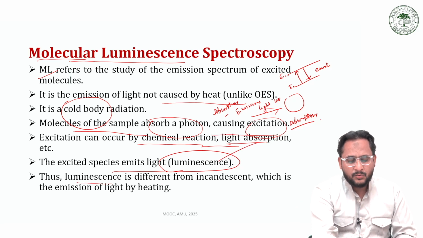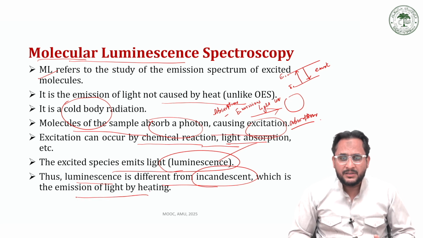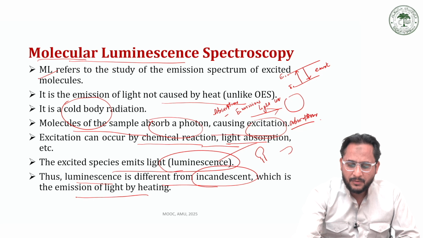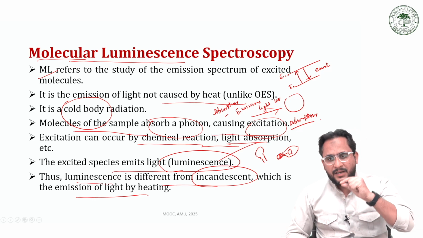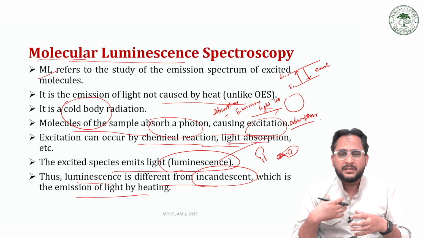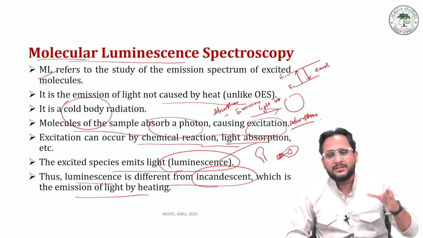However, this luminescence is quite different from incandescence, which is the emission of light by heating. I hope you have all seen the incandescent bulb, the yellow color bulb which we used a decade back, that gives yellow light. These bulbs have a filament made of tungsten, and that filament is heated to a very high temperature by passing current between the two electrodes, and at very high temperature it starts emitting light radiation. That is called incandescence.